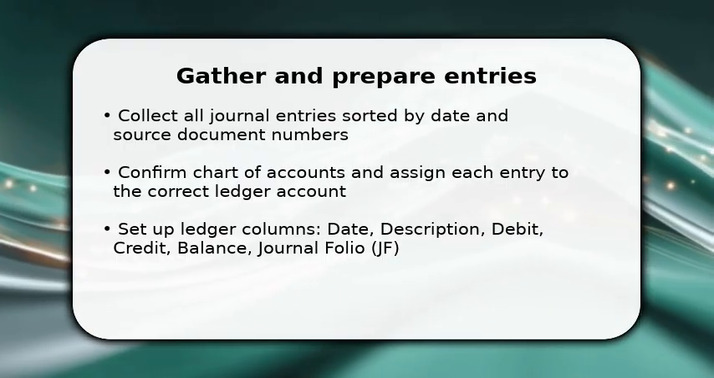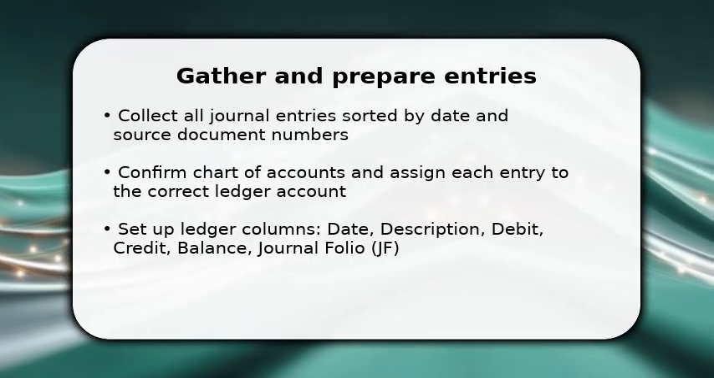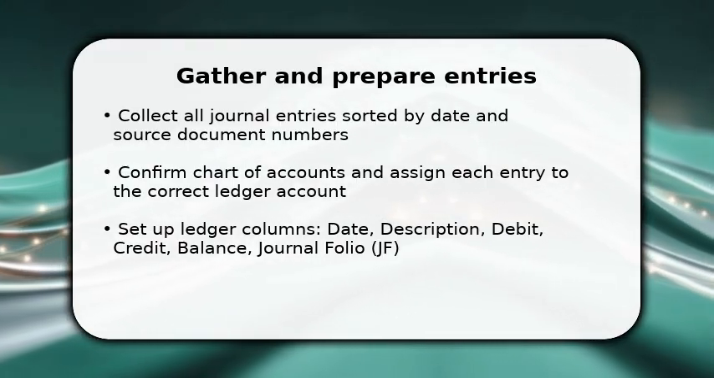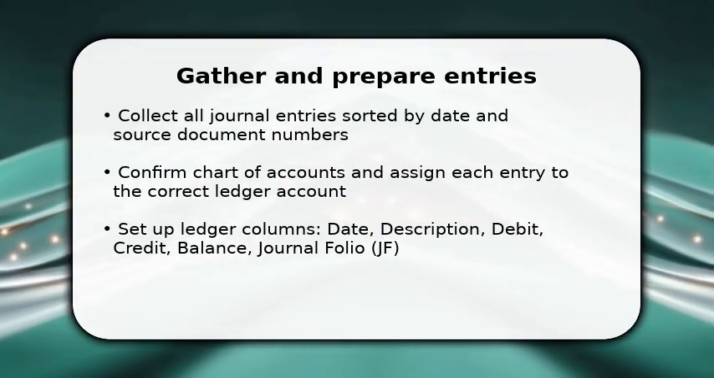This reduces posting errors. Next, identify which side, debit or credit, each journal line belongs to and mark the JF number. Now you're ready to post the first entries into the ledger.